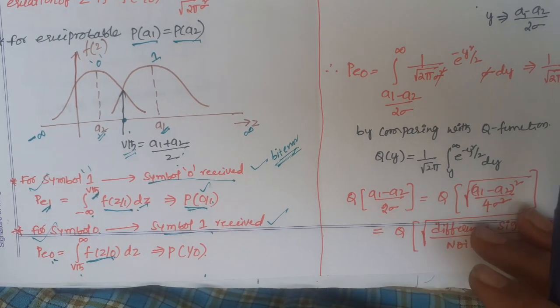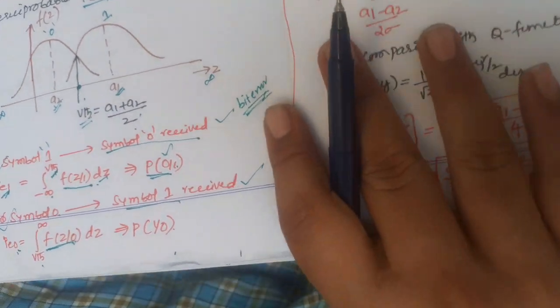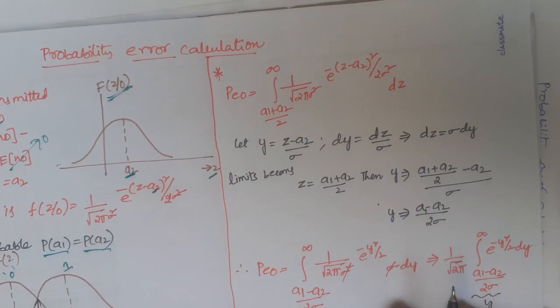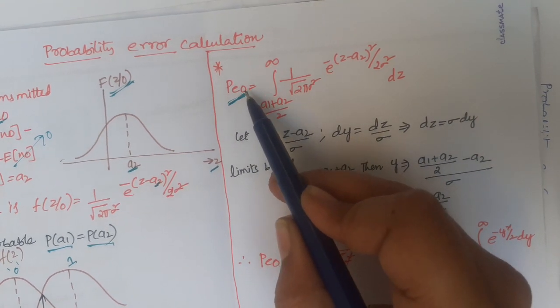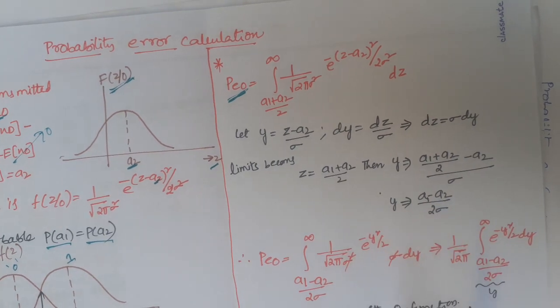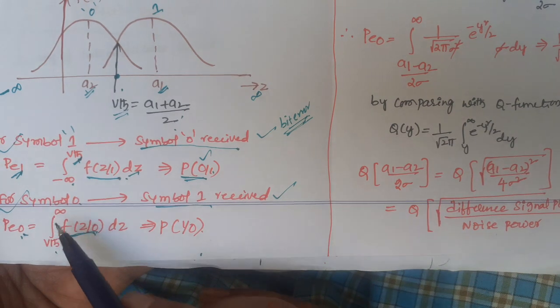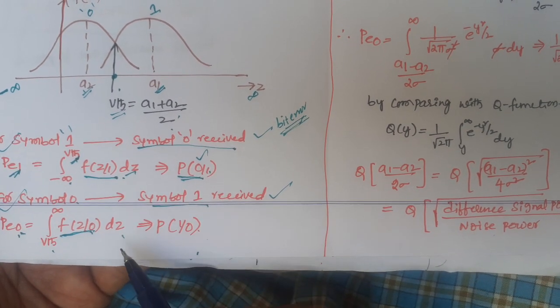Now I can take either the probability of error for 1 or the probability of error for 0 to find the probability of error. For the time being, I will derive only one, that is the probability of error calculation for 0. The probability of error for 0 has limits V threshold to infinity, f of z given 0 dz.